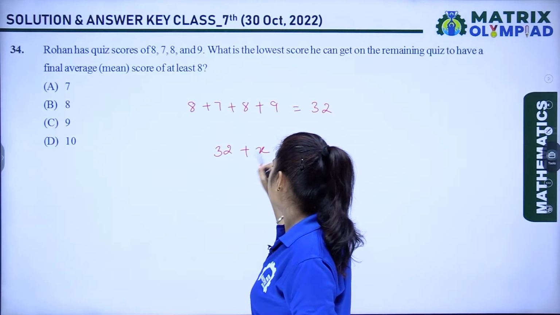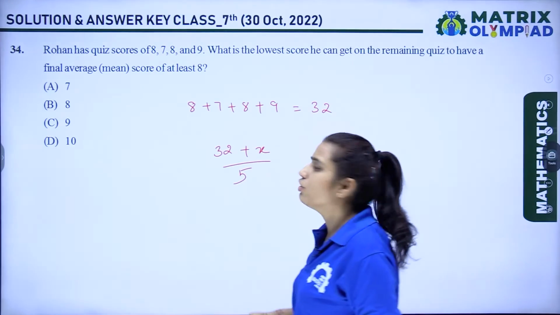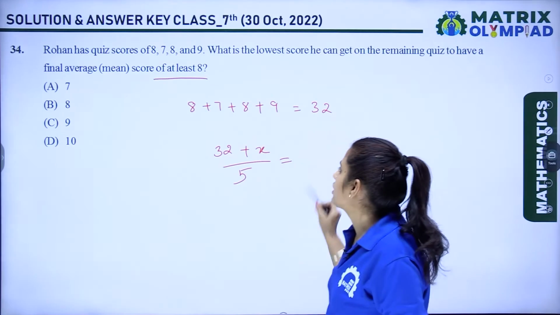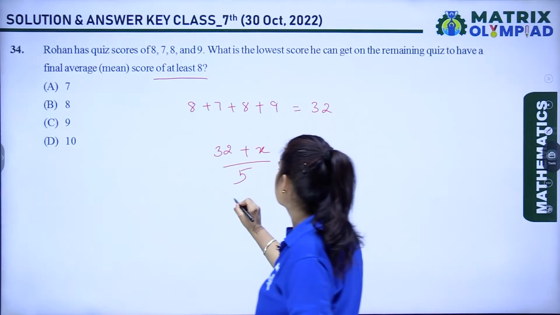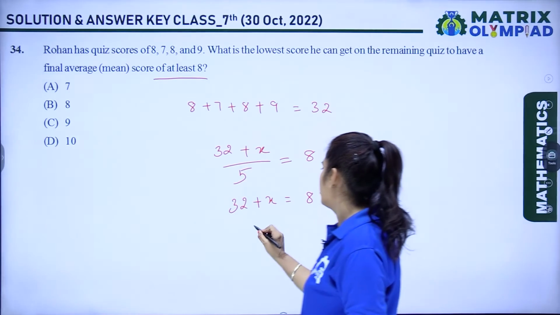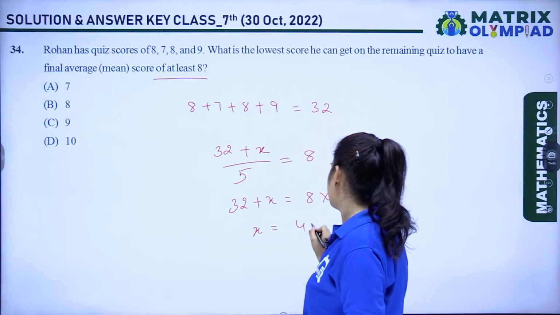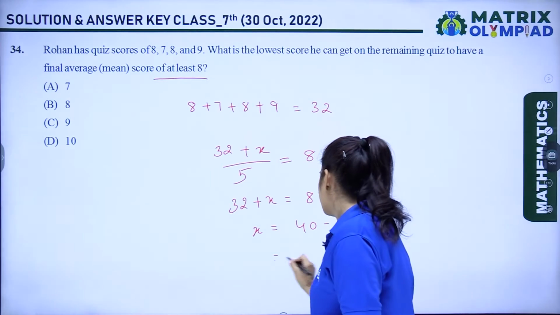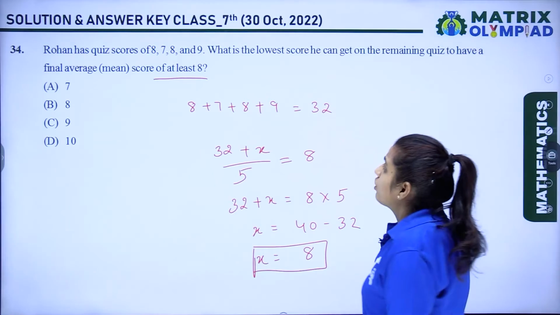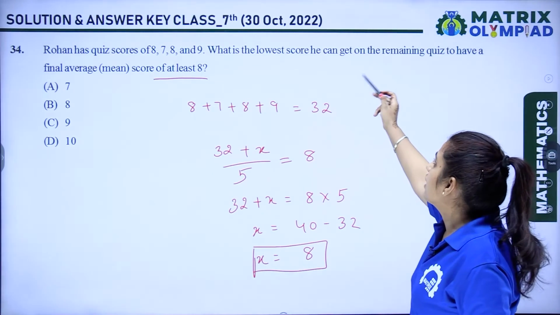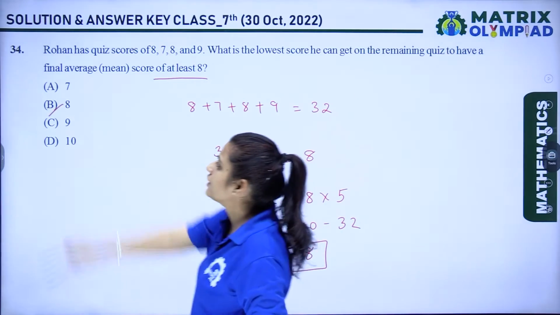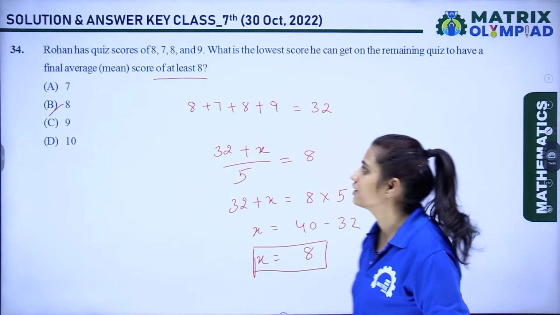32 plus x, let it be x. The total number of observations now will be 5. So we have to get the final average of at least 8, so it will be equal to 8. So here 32 plus x equals 8 multiplied by 5. Here x is equal to 40 minus 32, that is equal to 8. It means the lowest score he can get on the remaining quiz is 8. So according to the options, we can say that option B is the correct answer.